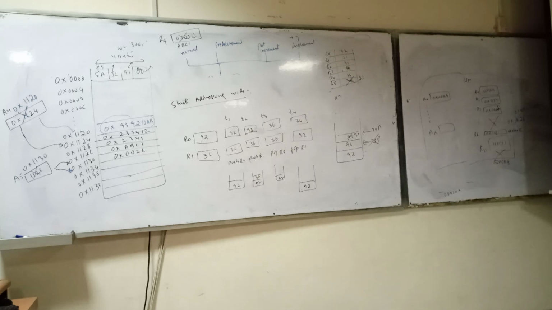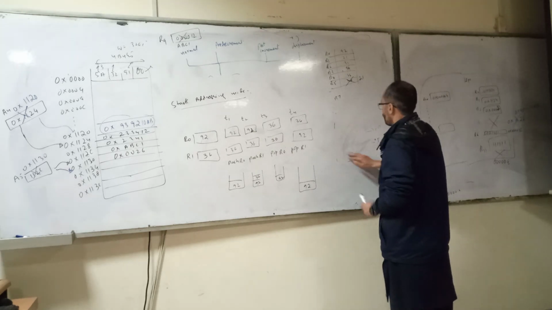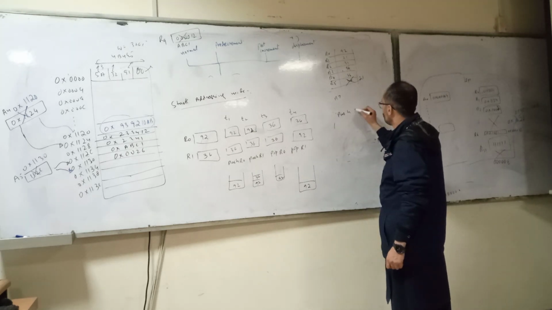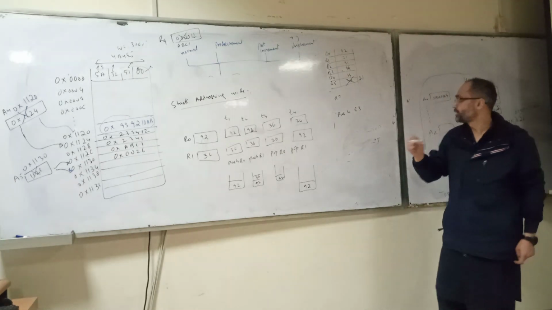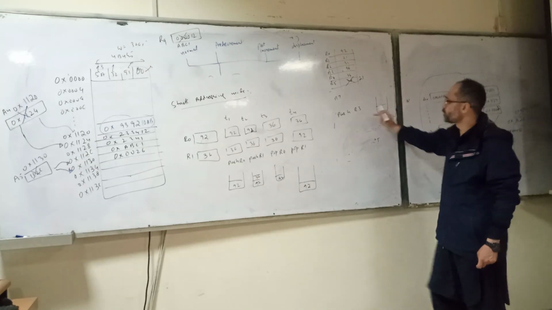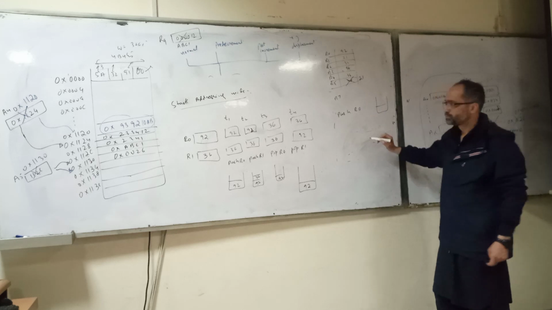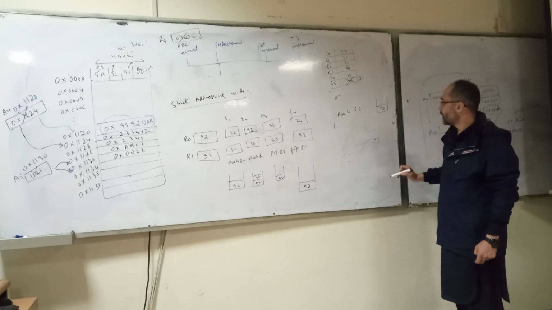This is one method. Can we optimize it a little bit? You can also use the move instruction. If we do push R0, R0 comes onto the stack. What will be the contents of the stack? 92. Okay, now what will be the contents of R0? 92. And the contents of R1?